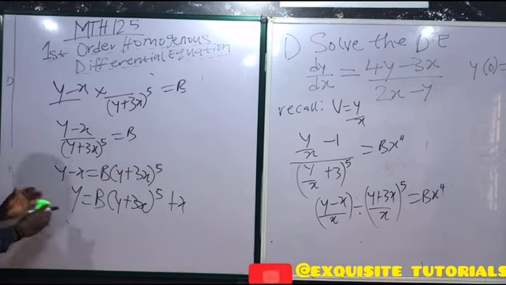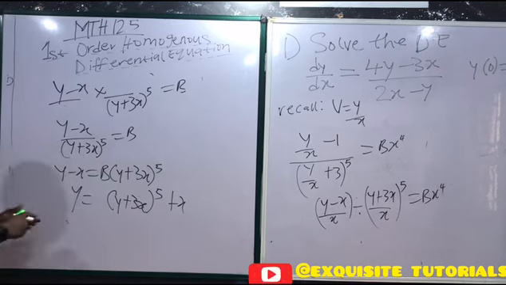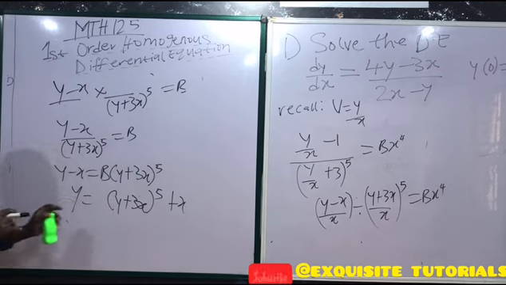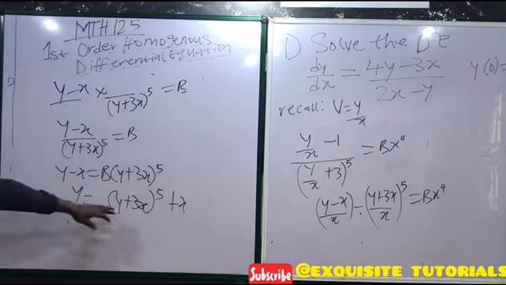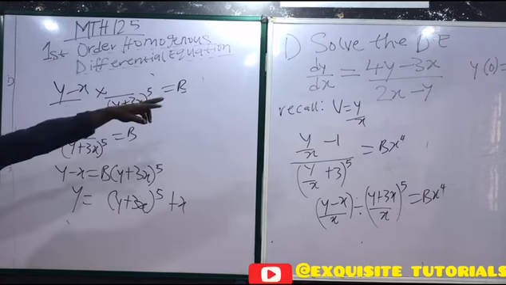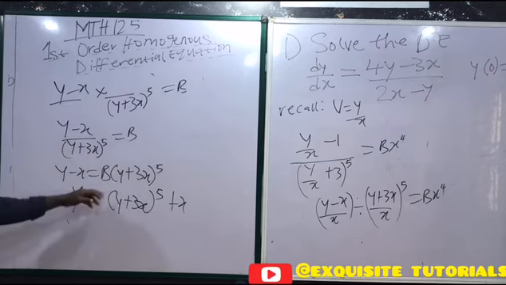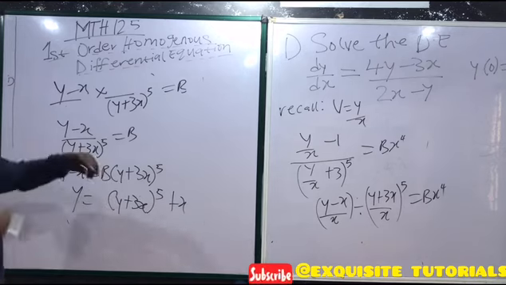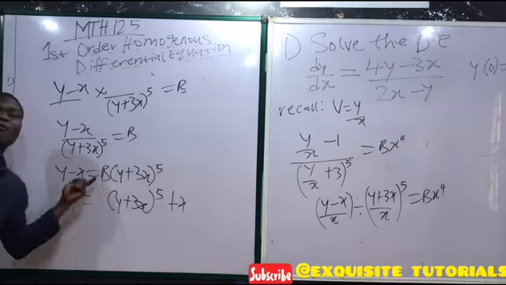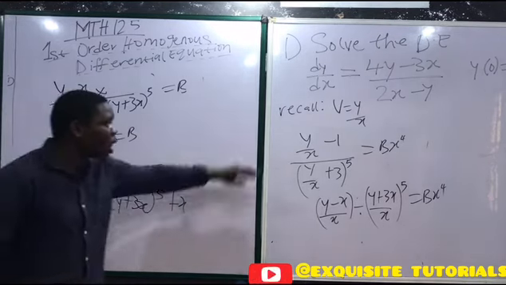So instead of me writing that, I'll just remove it. Suppose b was 2, I'll write 2 here. So this is our equation. This is a particular solution to that differential equation. We said when we have this constant here, it is the general solution. But when we have a value for this constant, it is a particular solution.